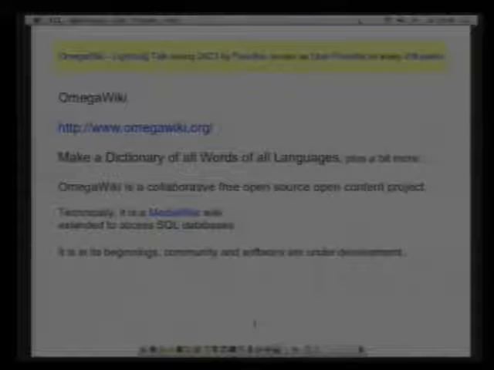I'm going to talk about Omega Wiki, which is a project that was formerly known under several other names like Ultimate Wiktionary or Wiktionary Z. This is a project to make a dictionary of all words of all languages, and some more information. We just heard about the OPLC project. Much of the data which is in Omega Wiki currently is going into the OPLC project, just by the way.